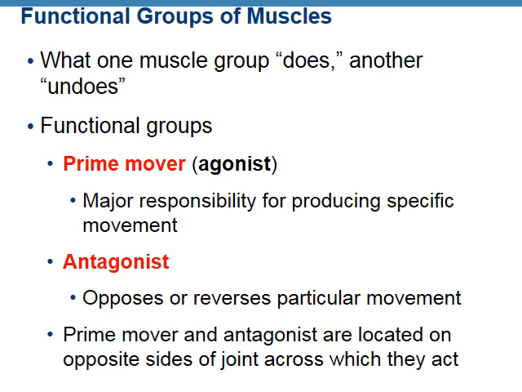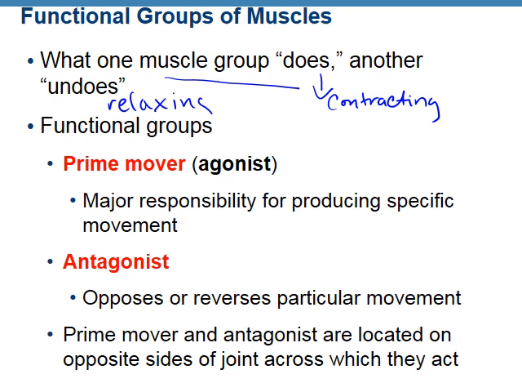Next, we move to functional groups of muscles. What one group does, another undoes. Probably the best way to think of this is if one muscle is contracting, then another muscle on the opposite side of wherever the action is occurring has to relax or is relaxing. So I will show you an example and it'll probably make a little bit more sense. So let's move through the 4 functional groups and then I'll show you an example.